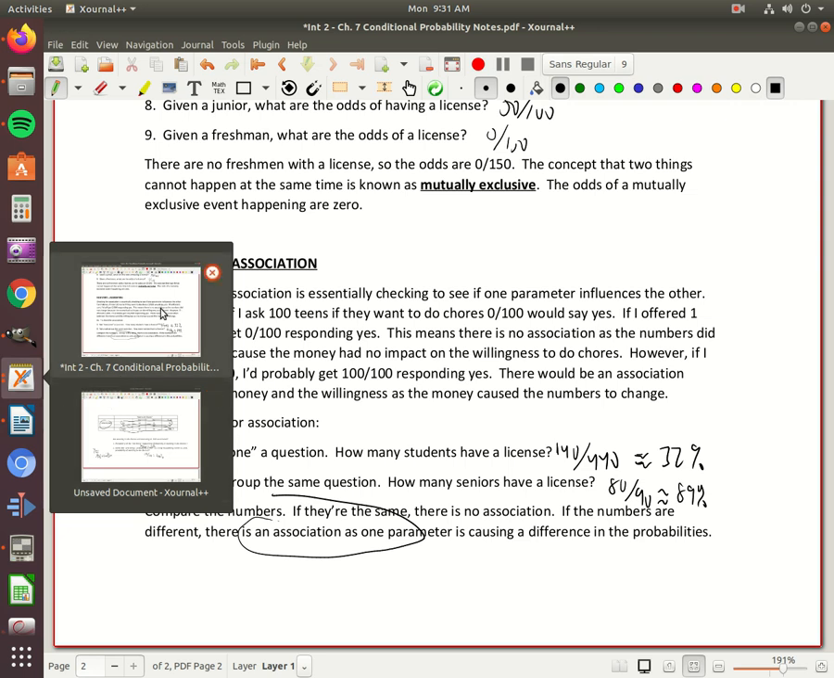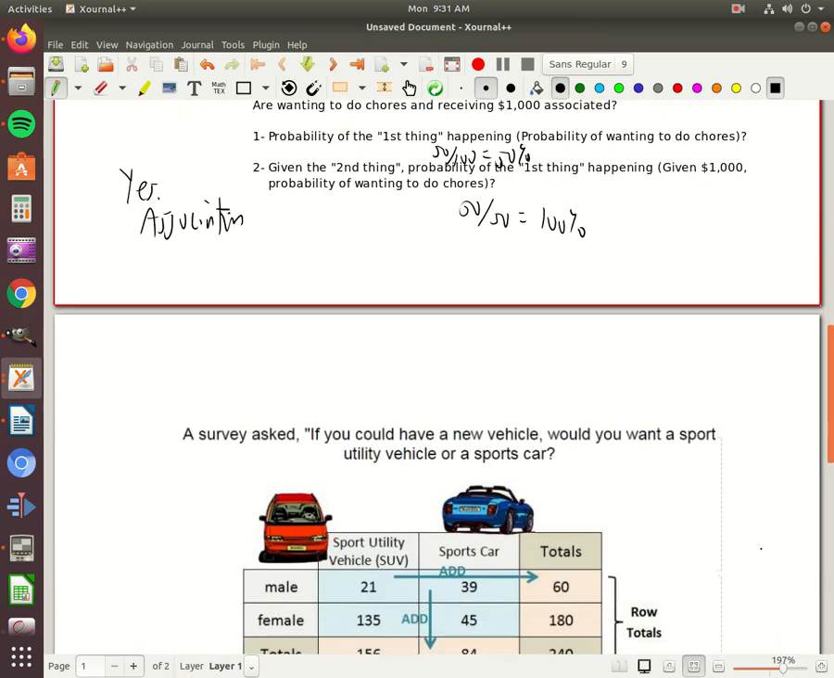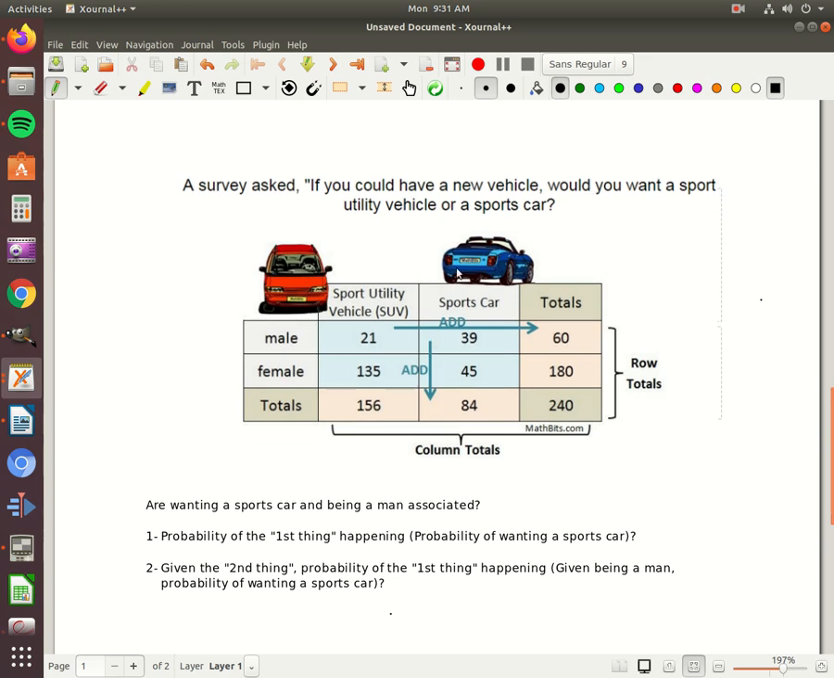Again, we'll spend more time with it, but you can get a feel for where we're headed in this chapter. And to do a couple more of these, here's a survey. If you could have a new vehicle, would you want a sports utility vehicle or sports car? Think about how useful this information might be if you're trying to sell cars. Should you try to sell sports cars to men or women? You run these numbers, and it gives you an idea of what magazines or websites you should be advertising on in order to be effective selling those cars. So this kind of information is really useful in the real world, and obviously it's useful in a lot of things besides marketing. That was just the one example I chose.